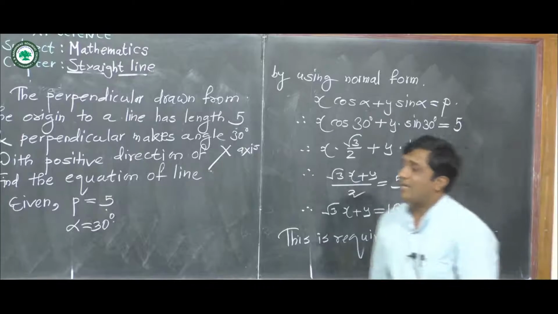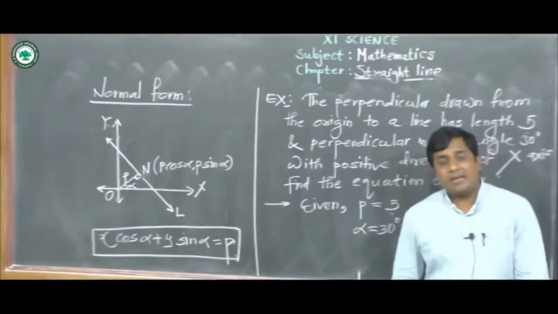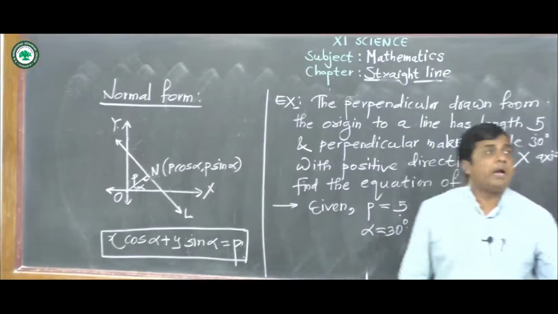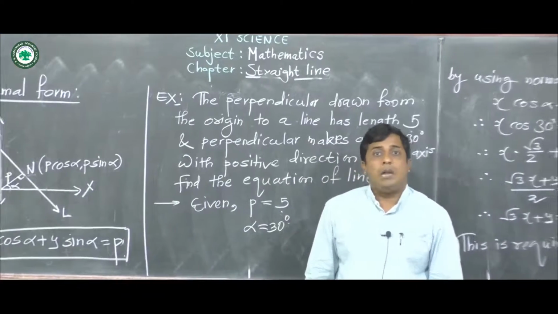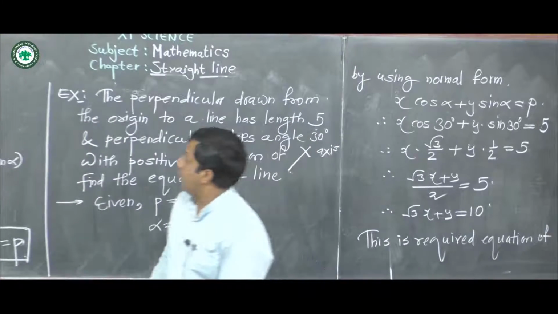Okay, so very simple example it is. Directly by using the given things and by using the normal form, we find the equation of line. Let us see one more example.